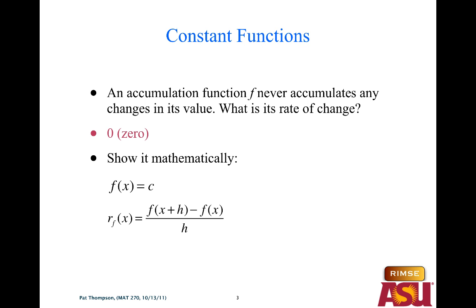So if f of x equals c, what does that say? It says no matter what you plug in for x, the value is c. So what's f of x plus h? What does the function say? No matter what you plug in for your input, you get an output of c. So it's just c, right? So f of x plus h is c, f of 8 is c, f of negative 18 is c. Everything is c. Doesn't matter what you plug in. So we get c minus c over h, which is easy, right? 0.